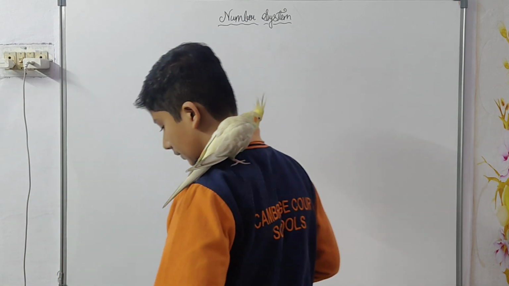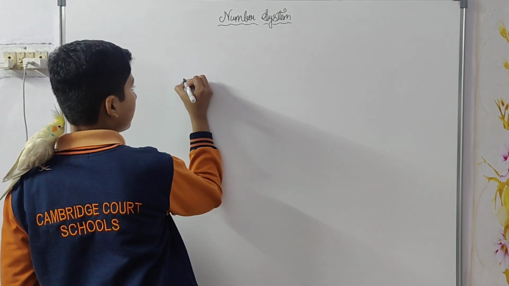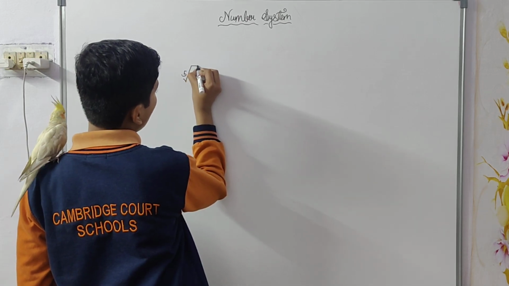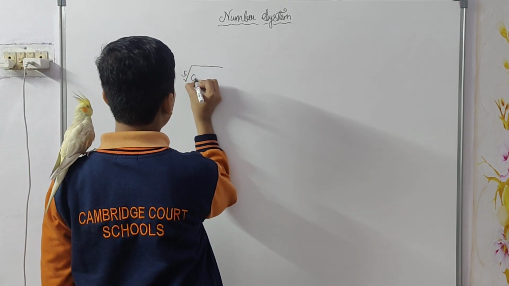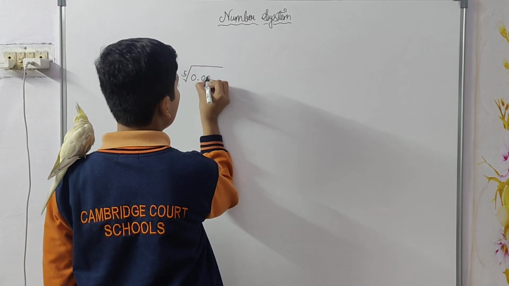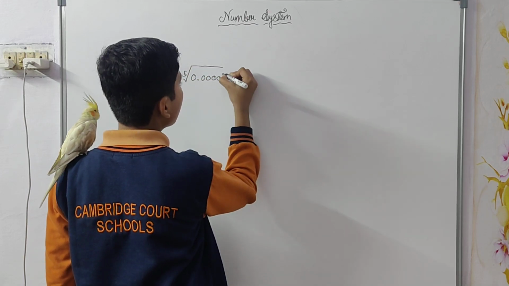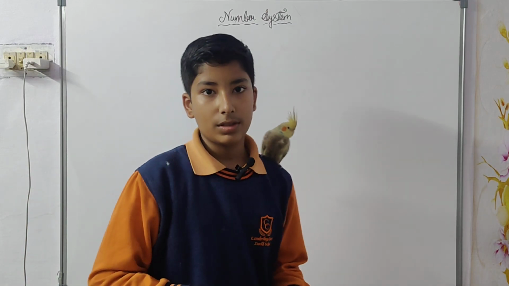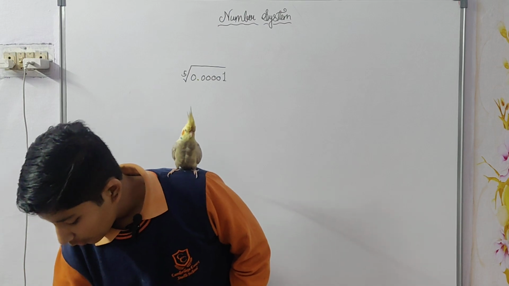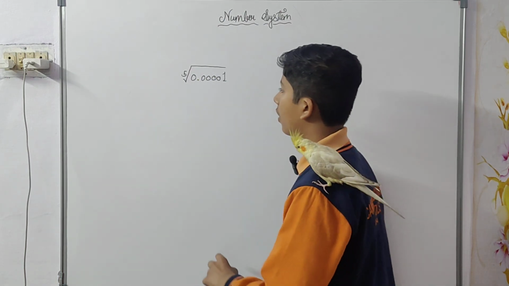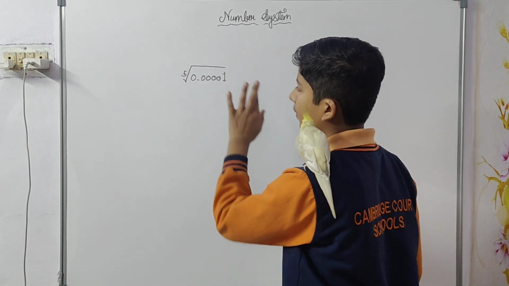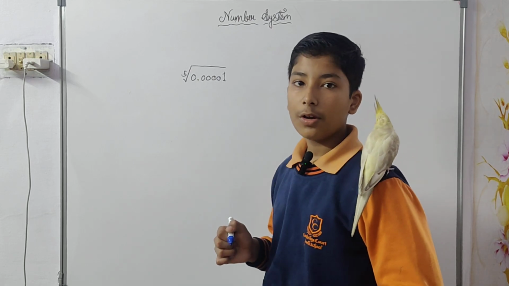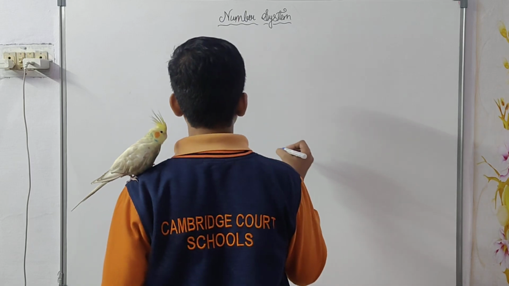So let's see. Our first question is the fifth root of 0.00001. We have to solve this. This is very easy. Don't just write the answer. All of you know that the answer will be 0.1, but don't write it straight away. Instead of it, show some solution.